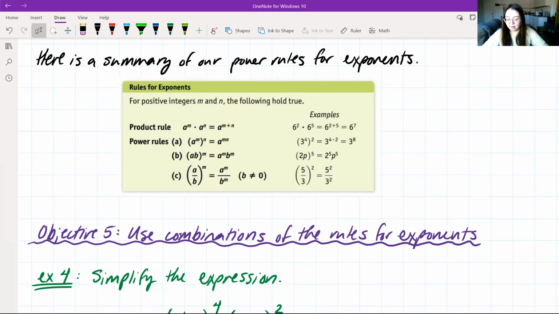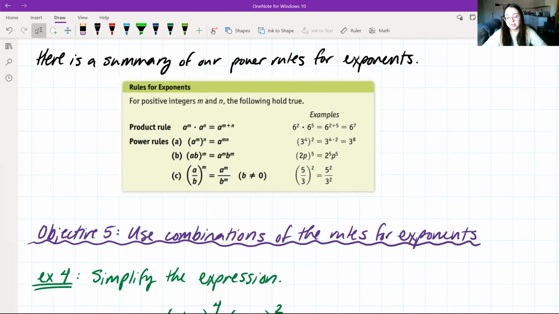Then power rule B: we have a times b to the power of m can be written as a to the power of m times b to the power of m. Something like 2 times p to the power of 5 is equal to 2 to the power of 5 times p to the power of 5.